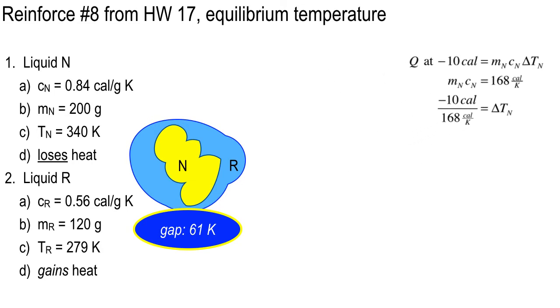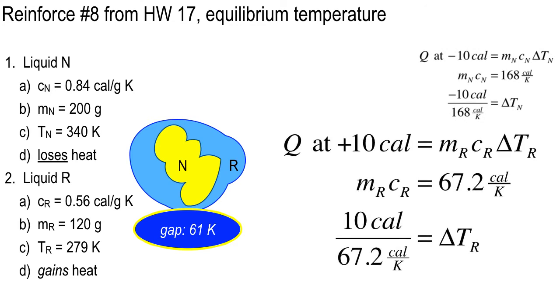Now, here's the similar decision for liquid R. Liquid R gains 10, so it's plus 10 calories. M subscript R, C subscript R, delta T subscript R. So this is the mass of R, which in the way the problem is set up is always 120 grams. The specific heat is always 0.56 calories per gram Kelvin. And those two numbers multiply to 67.2. So you may remember this number from working on your homework. 168, 67.2.